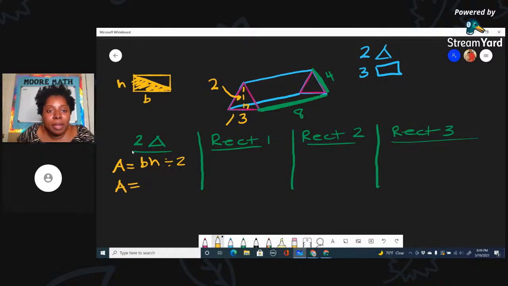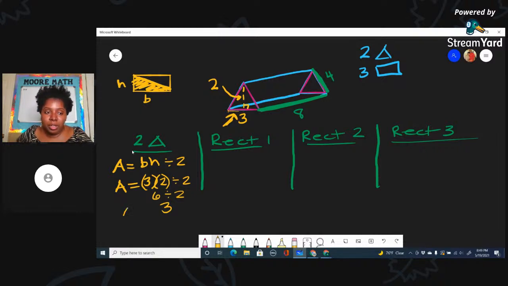Okay, so base means bottom. What's the bottom of this triangle? What's the bottom right here? A rectangle? No, what's the length of the bottom? Oh, 3. Yep. Okay, what's the height of this triangle? 2. Yep. And 3 times 2 is? 6. And 6 divided by 2 is? 3. And now I have 2 triangles.